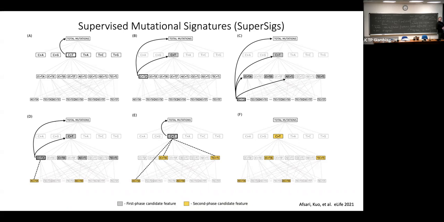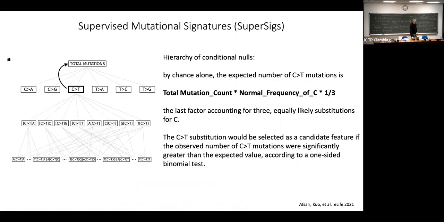But this methodology is actually flexible. We can go down further. We can ask for two bases on each side or three bases on each side. And sometimes it really matters. So this is, in a sense, the space of all potential features. And then you have to decide which ones you are going to consider. Well, what we did here, again, is pretty simple.